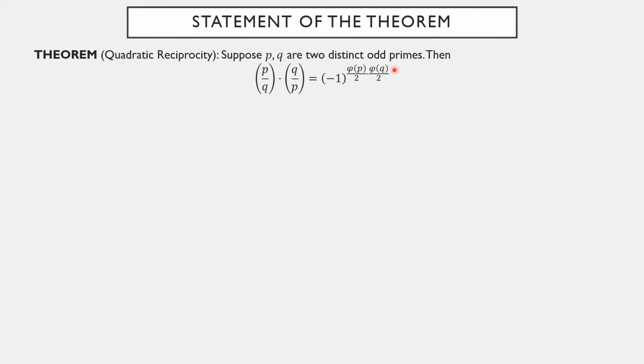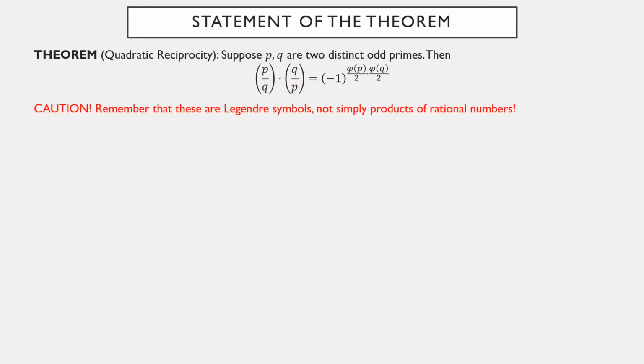Here's where the term reciprocity comes in. This looks like the reciprocal of that. But they're not actually fractions, remember. These are Legendre symbols. We're not just multiplying two fractions together. We are computing two Legendre symbols, and the law of quadratic reciprocity says the product of these two values is equal to -1 to that large exponent there.